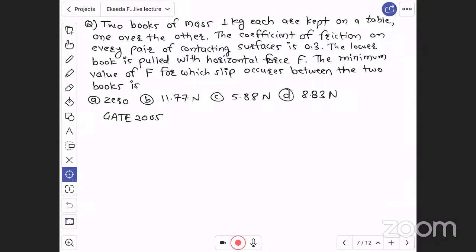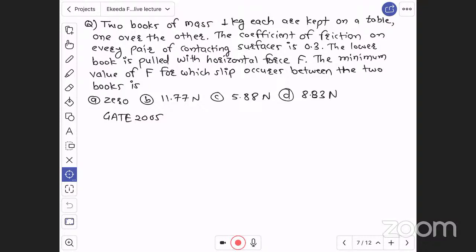Hello dear students. In the previous lecture we started friction. We saw 5 numericals on friction, which were previous year GATE numericals. In this lecture again we are going to see more numericals on the friction topic which were asked in the GATE examination.